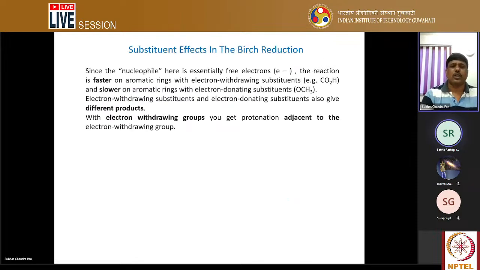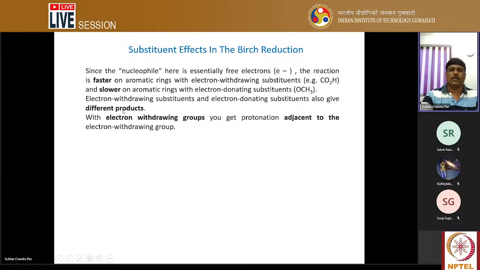Now we'll discuss substituent effects. Since the nucleophile here is essentially free electrons, the reaction is faster on aromatic rings with electron withdrawing substituents, as for example CO2H or CONH2, and slower on aromatic rings with electron donating substituents. This is understandable because electron withdrawing substituents will stabilize the negative charge and electron donating substituents will destabilize the negative charge.